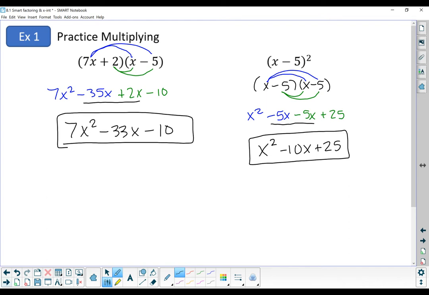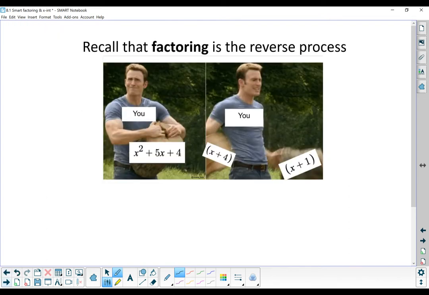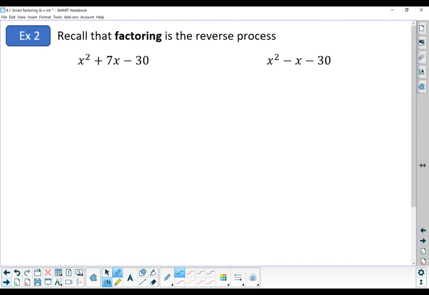All right. Factoring is just the reverse process of what we just did. So instead of taking two binomials and multiplying them together, we now want to take a trinomial and figure out what the two factors are that would multiply to give us that trinomial. So we're going to be breaking these polynomials apart now into two factors.